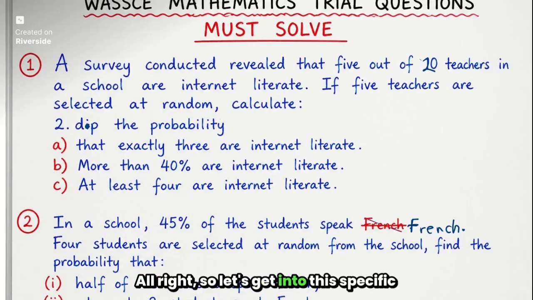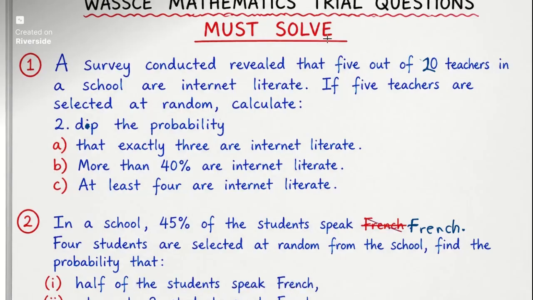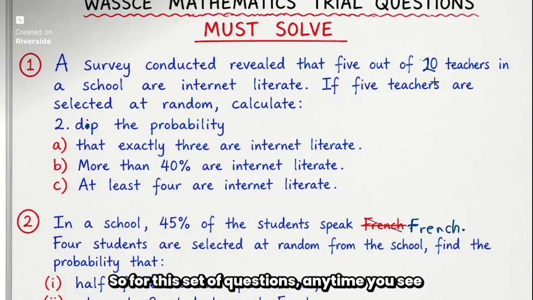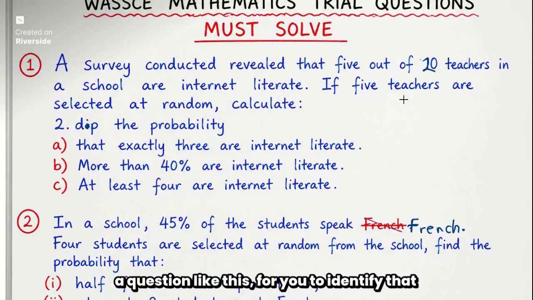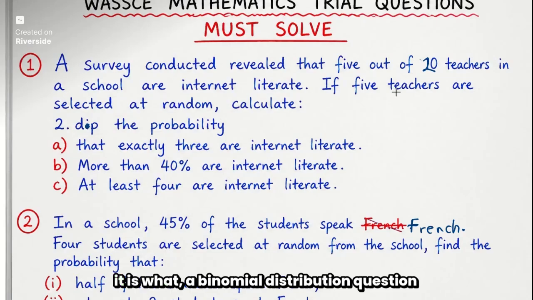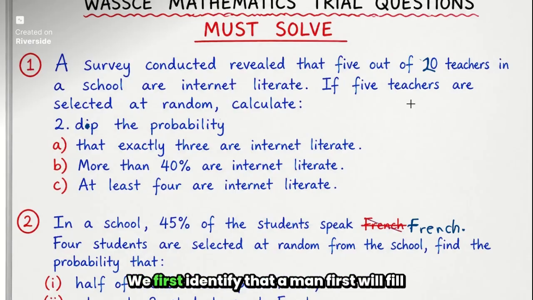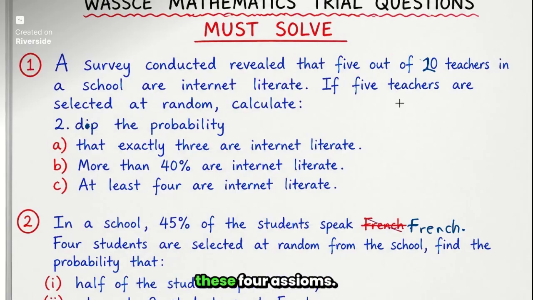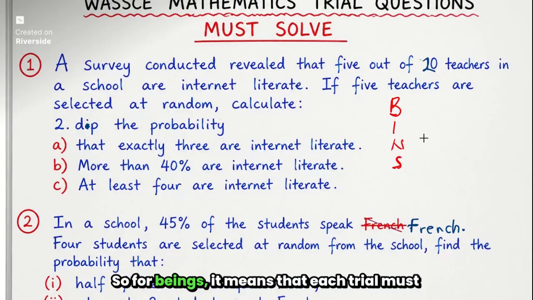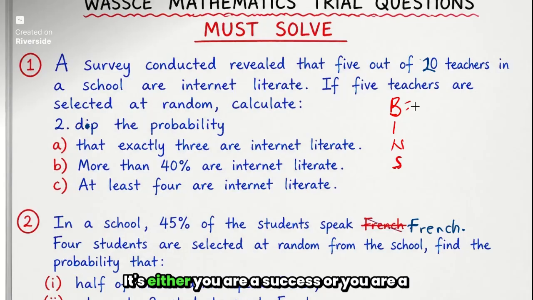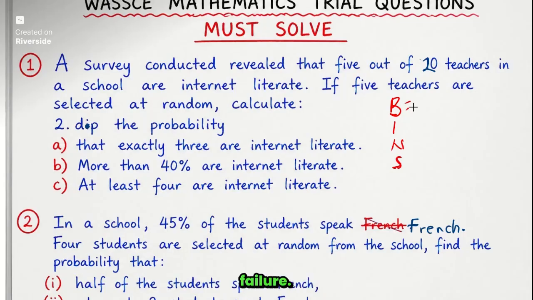Alright, so let's get into this specific type of question. Anytime you see a question like this, for you to identify that it is a binomial distribution question or a binomial probability question, it must first fulfill these 4 axioms, BINS. For B, each trial must be binary: it's either a success or a failure.